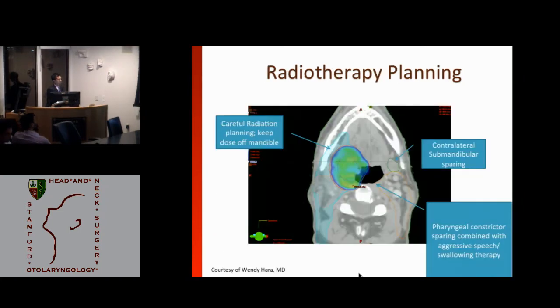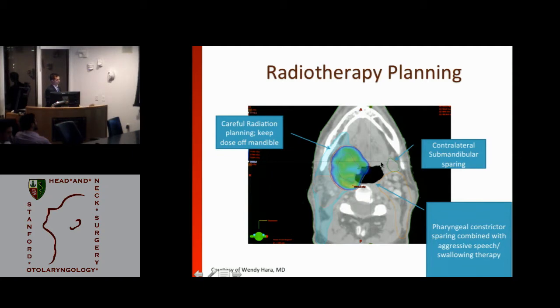So this is also courtesy of Dr. Hara. This is part of one of her planning sessions for a patient who had a tonsillar primary. And we're now in the era of intensity modulated radiation therapy where they can really contour it. It's remarkable how well they can contour the radiation beams to the primary site. And if they anticipate that the tumor does not involve or abut the mandible, they can dramatically decrease the dose that's administered to the mandible. So the lighter the colors here, the lighter the exposure to radiation along the mandible.